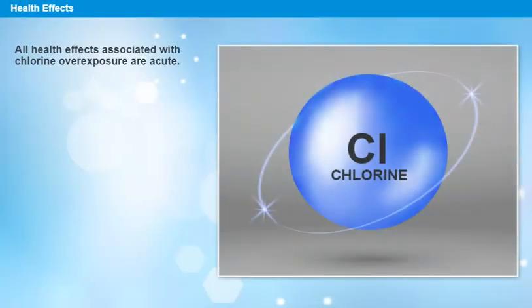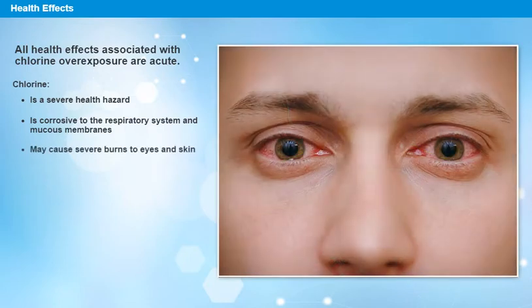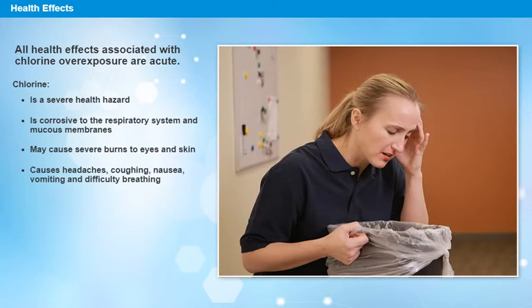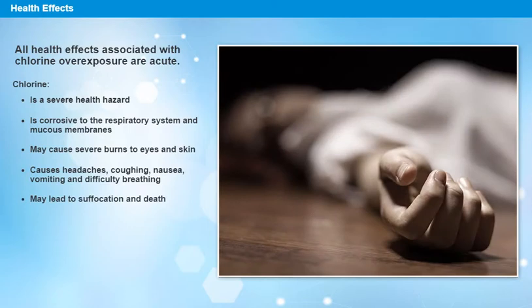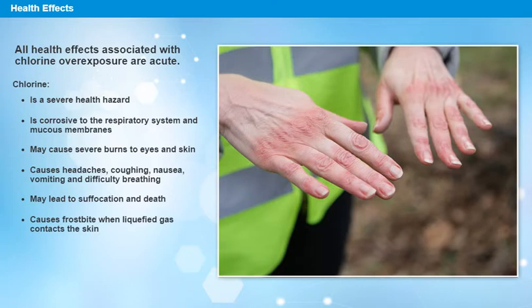All health effects associated with chlorine overexposure are acute. In other words, they occur very quickly after exposure. Chlorine gas is a severe health hazard and is corrosive to the respiratory system and mucous membranes. It may cause severe burns to the eyes and skin. It causes headaches, coughing, nausea, vomiting, and difficulty breathing, and may even lead to suffocation and death. Contact with liquefied chlorine gas causes frostbite. There are no known cumulative effects of exposure to chlorine.